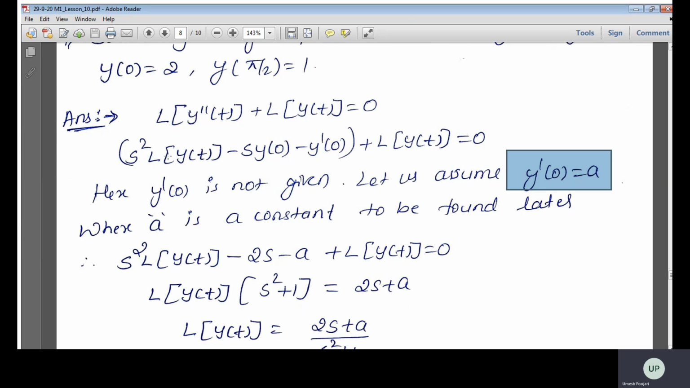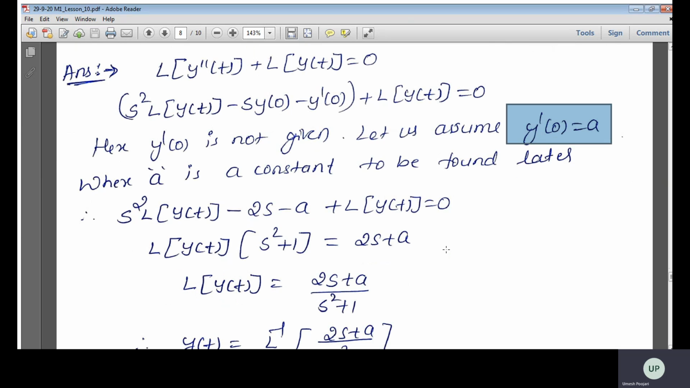Then the above equation will be s square L of y of t minus 2s minus a plus L of y of t equal to 0. Or if you take L of y of t common, L of y of t into s square plus 1 equals 2s plus a on the right hand side.